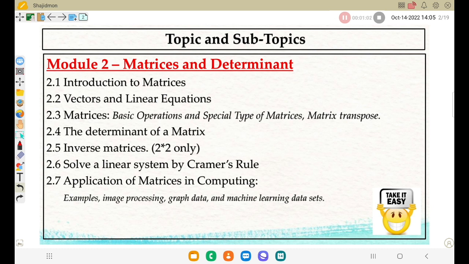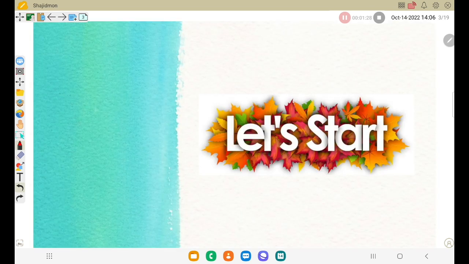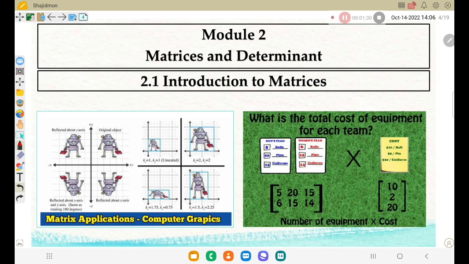And 2.7, we are discussing some of the applications of matrices in computing. For example, image processing, graph data, machine learning, or 2D graphics. Some applications we are discussing in the 2.7 section. So let's start the first section, 2.1, introduction to matrices. Module 2, matrices and determinant, introduction to matrices, that is the first section.